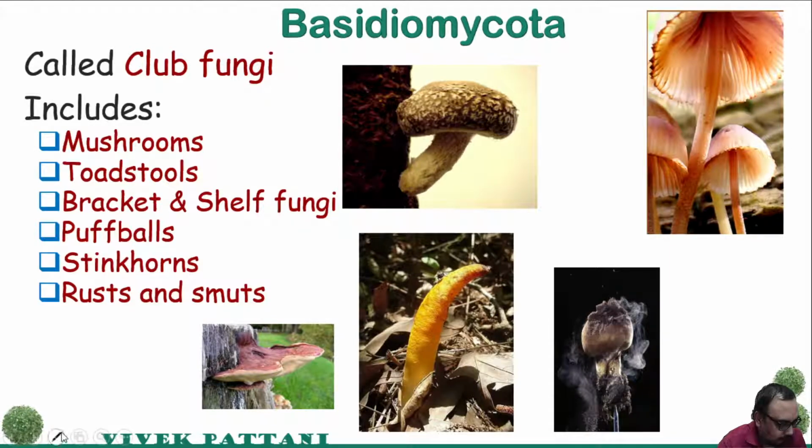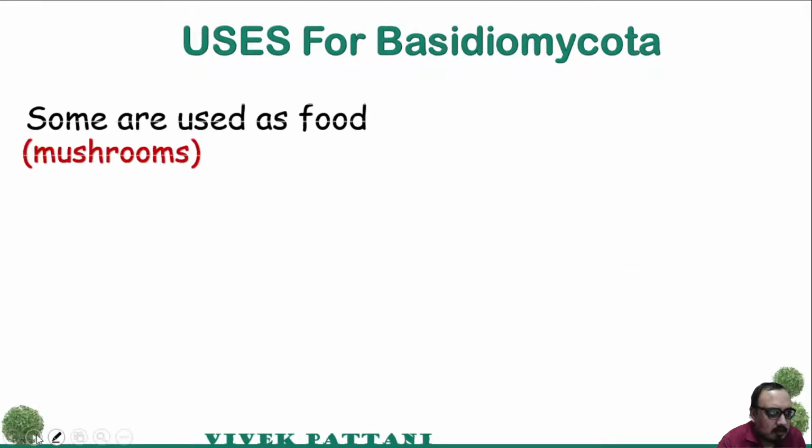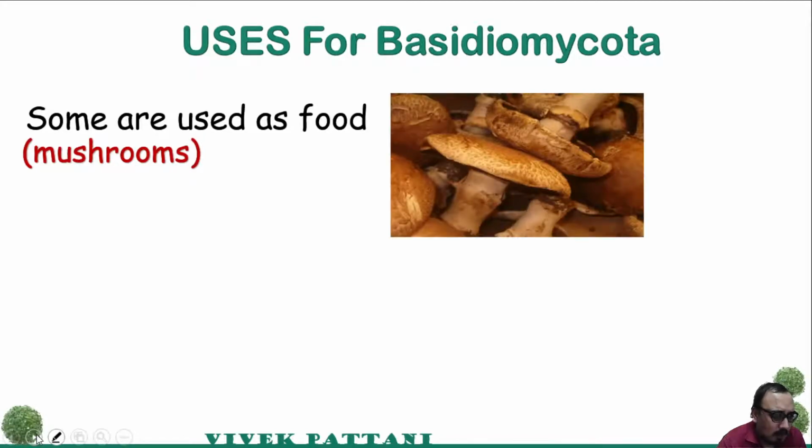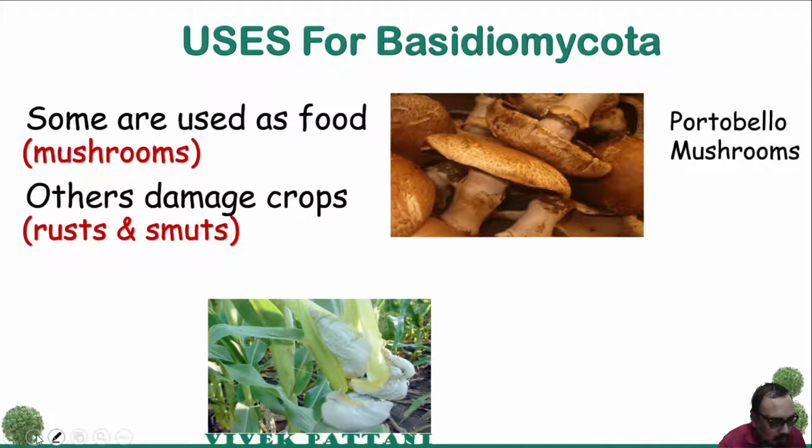and also the smuts. It is mushrooms, toadstools, brackets, shelf fungi, puffballs, rust, stinkhorns, smuts. So what are the uses of the Mycota? Some are used as foods, like portobello mushrooms. Others may even damage the crops, such as rust and smuts.